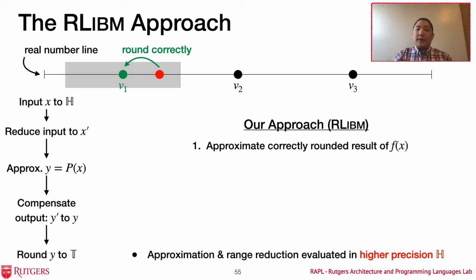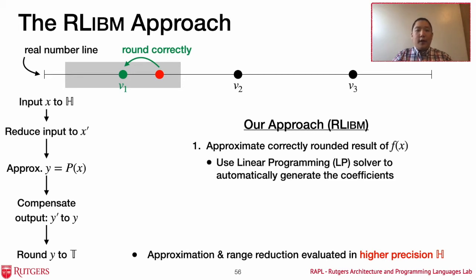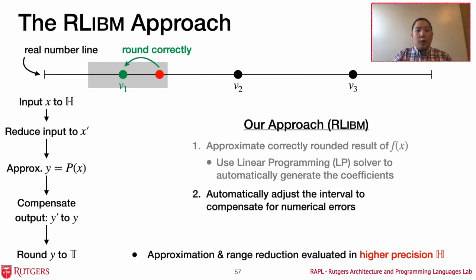And this is the key insight in our approach. Our key technique is to identify what the gray areas should be, and then use an LP solver to automatically generate the coefficients of the polynomial that produces a value in the gray region. Additionally, to account for the numerical error in range reduction and the output compensation formula, we're going to adjust this gray interval such that if the polynomial produces a value in this reduced interval, then the result of the output compensation formula rounds to the correctly rounded result.